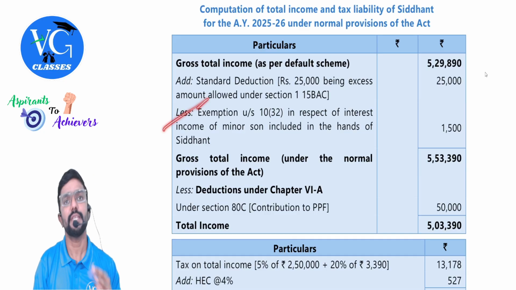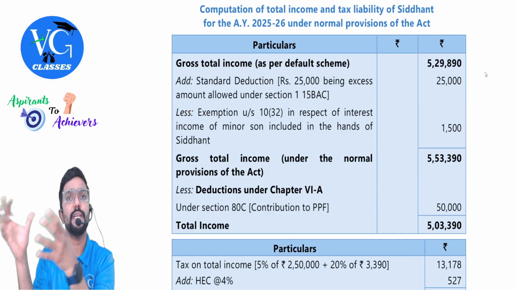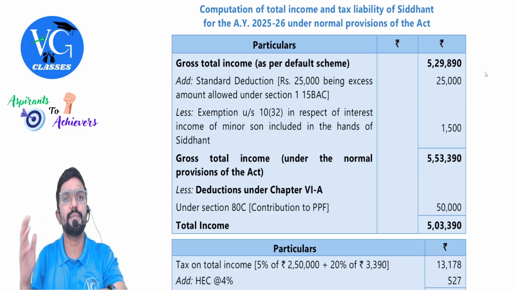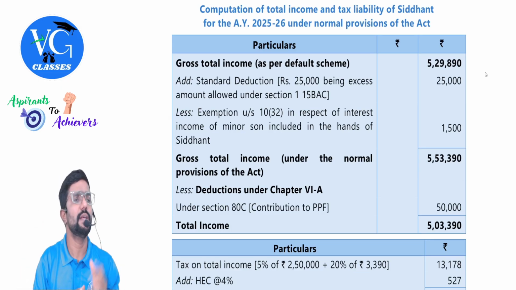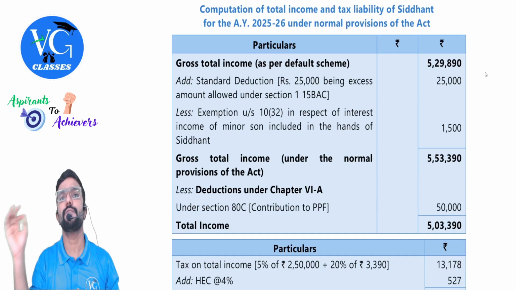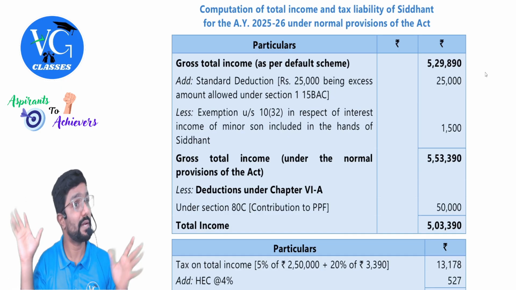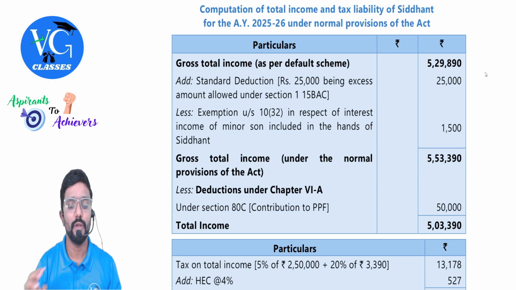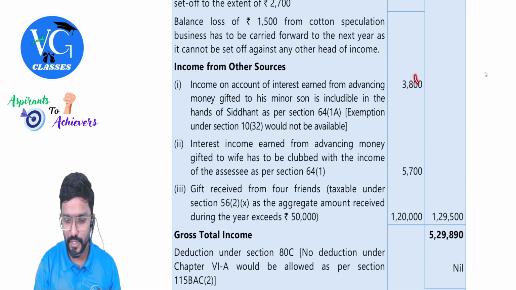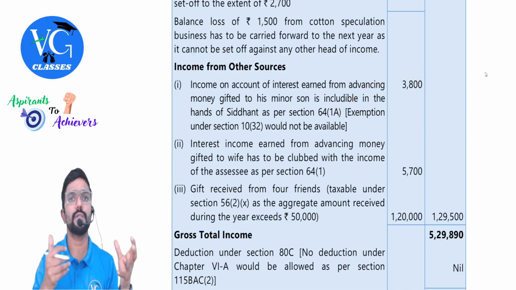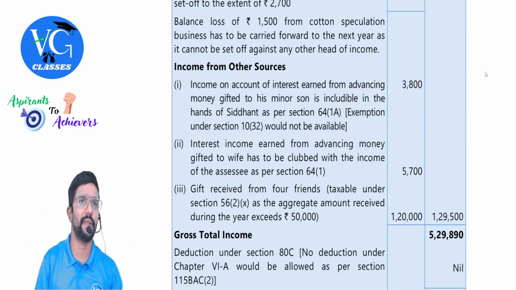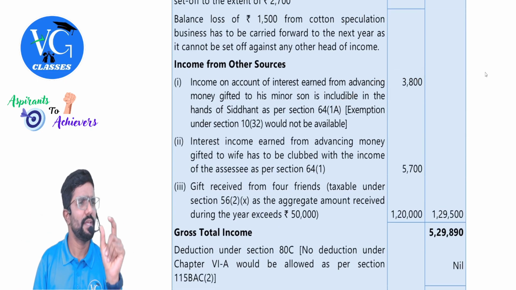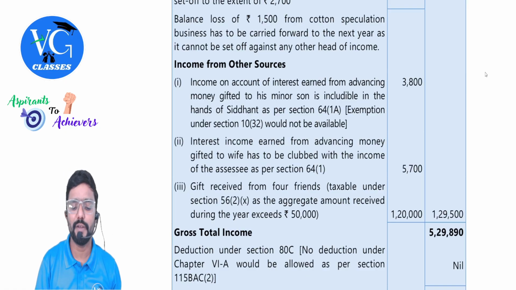Then 10(32) exemption is available under the optional scheme. Whenever the income of a minor child is clubbed, what is the exemption available under 10(32)? Simple. Actual income clubbed or 1,500 per child, not per month, per child per annum, whichever is lower. So what was the income clubbed here? 3,800. So 3,800 or 1,500, whichever is lower, 1,500. Easy to remember. Income of a minor child will be clubbed as per which section, guys?